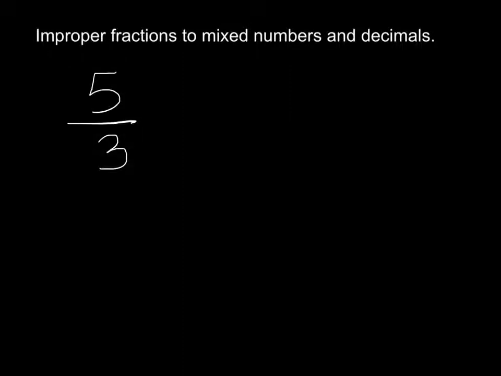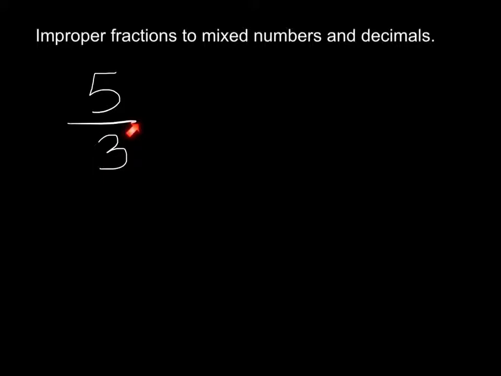All right, real quick, this is improper fractions to mixed numbers and decimals. We have 5 over 3. This is our numerator and our denominator. See this bar going right there? We usually call it the fraction bar. It's also called the division bar.